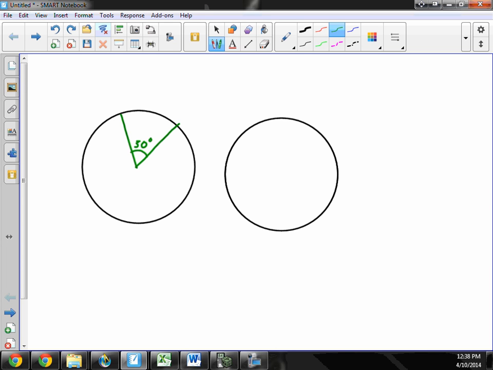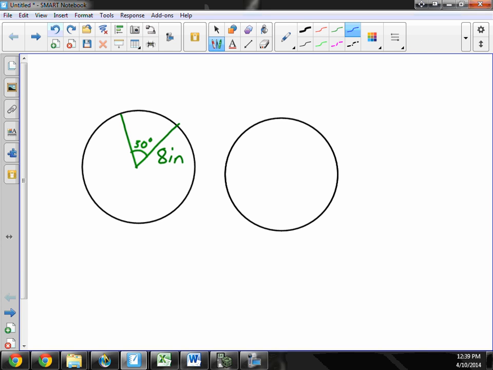The crust of that piece of pizza is called an arc. An arc is a portion of a circle. So that could be an arc. That is not an arc because there's no circle that fits. So an arc, by definition, is part of a circle. So let's say that this particular piece of pizza is 16 inches, so the radius is 8 inches.